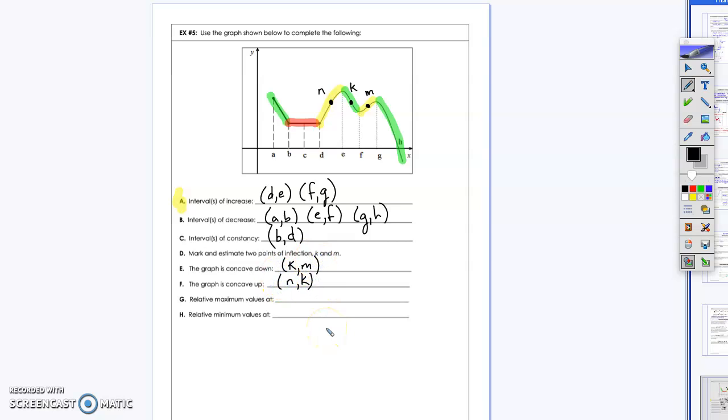It looks like we have a relative max at E and at G. And we have a relative minimum at F. And that's the only relative minimum I see.